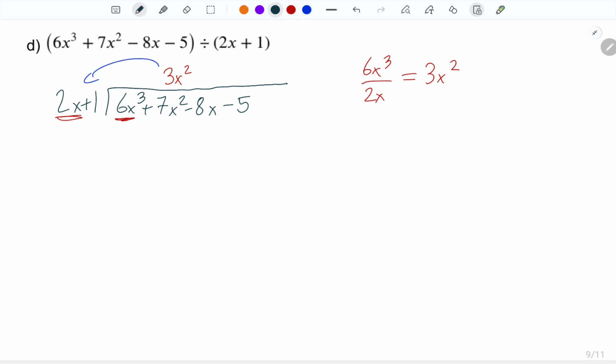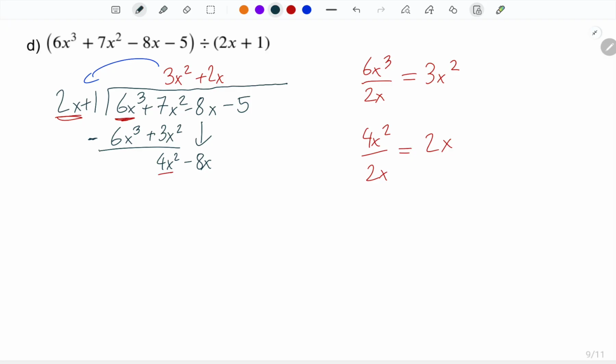Multiply that through. 3x squared times 2x plus 1 is 6x cubed plus 3x squared. And subtract. First part cancels. 7 minus 3 is going to be 4x squared. Bring down the 8x. And repeat. So 4x squared divided by 2x is going to leave you with 4 divided by 2 is 2, and then an x.